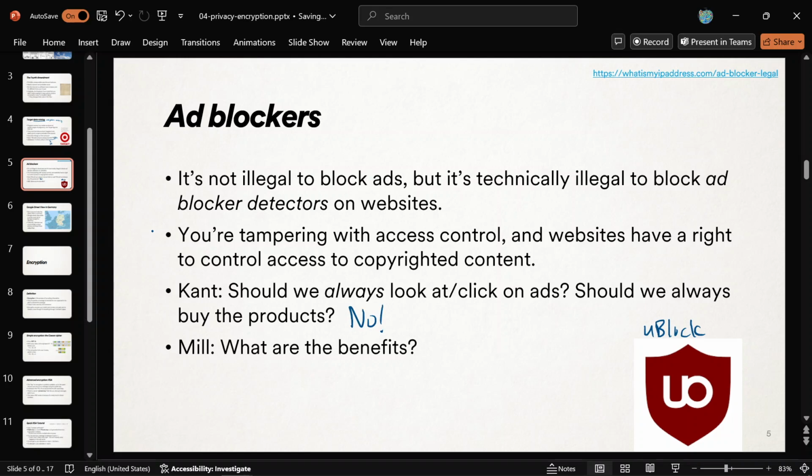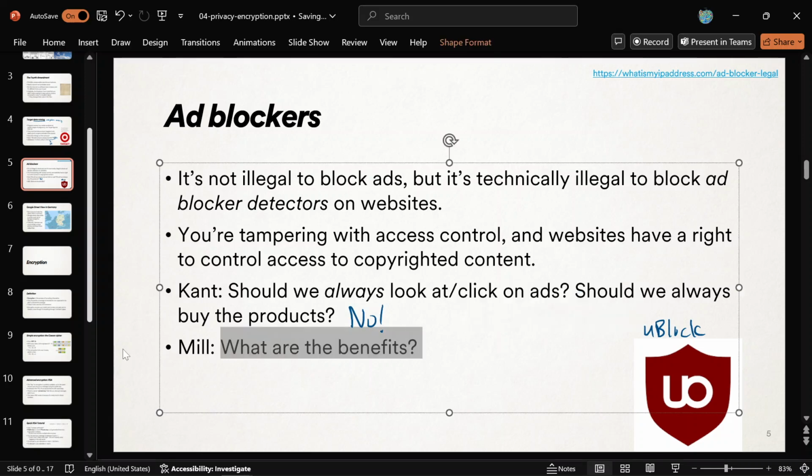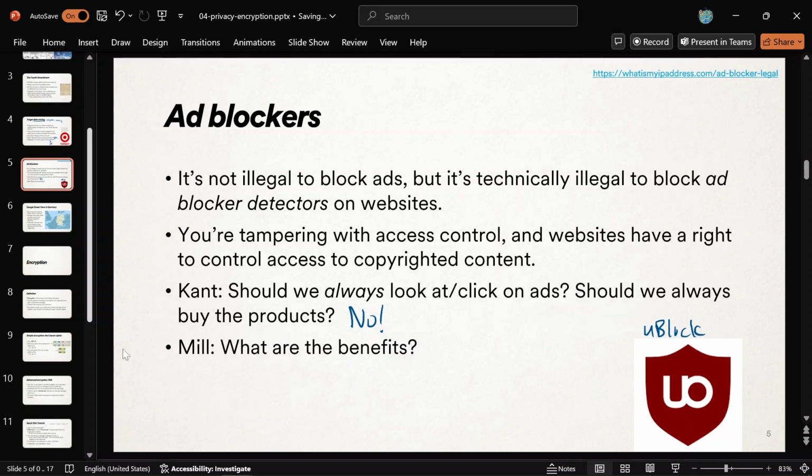Kant would say, I like my individual freedoms, I'm going to use an ad blocker. Probably. I think that would be what Kant would think. And then Mill, a utilitarian, would again weigh the pros and cons. What are the benefits of using an ad blocker? What do you give up? What do you lose when you use an ad blocker? So it's a pro and con list.